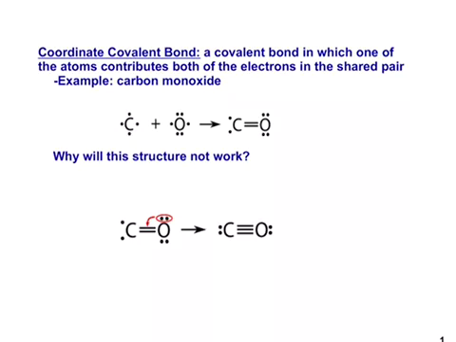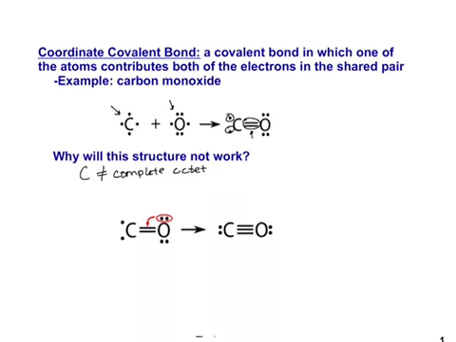pair. So for example, when we look at carbon monoxide, we can see that carbon contributes 4 valence electrons and oxygen contributes 6. And we can see naturally where we would get a double bond to form. However, this structure doesn't work because carbon doesn't have a complete octet. It only has the 4 electrons involved in the bond and then this 5th and 6th electron. So that structure doesn't work.